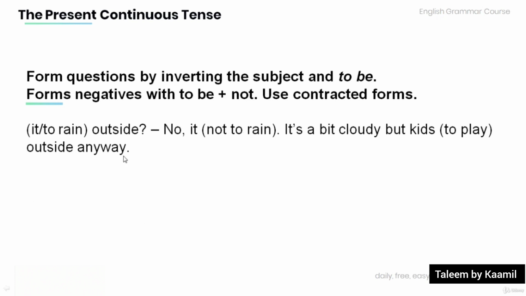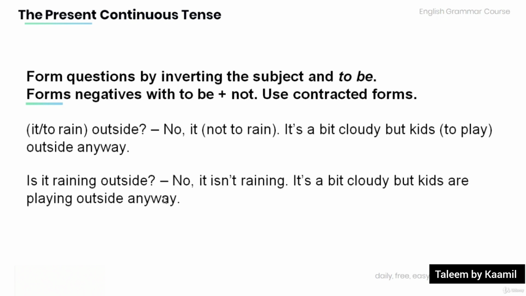It to rain outside. No, it not to rain. It's a bit cloudy, but kids to play outside anyway. Is it raining outside? No, it isn't raining. It's a bit cloudy, but kids are playing outside anyway.